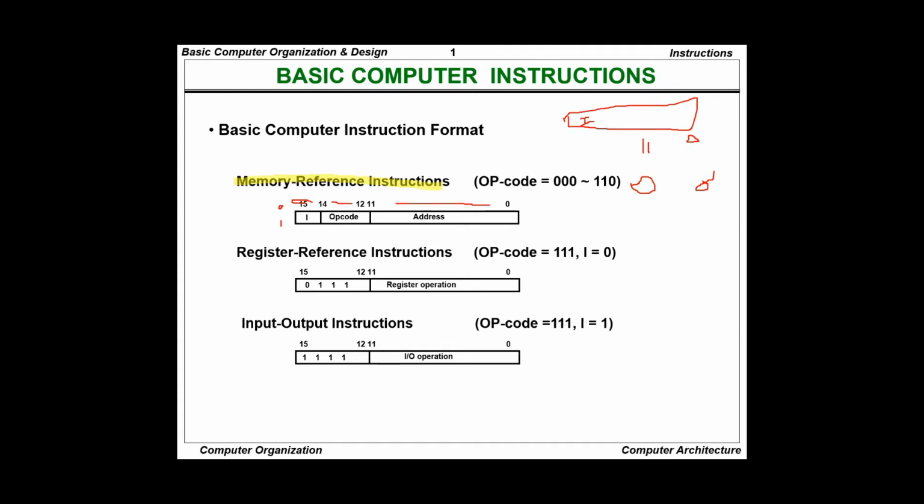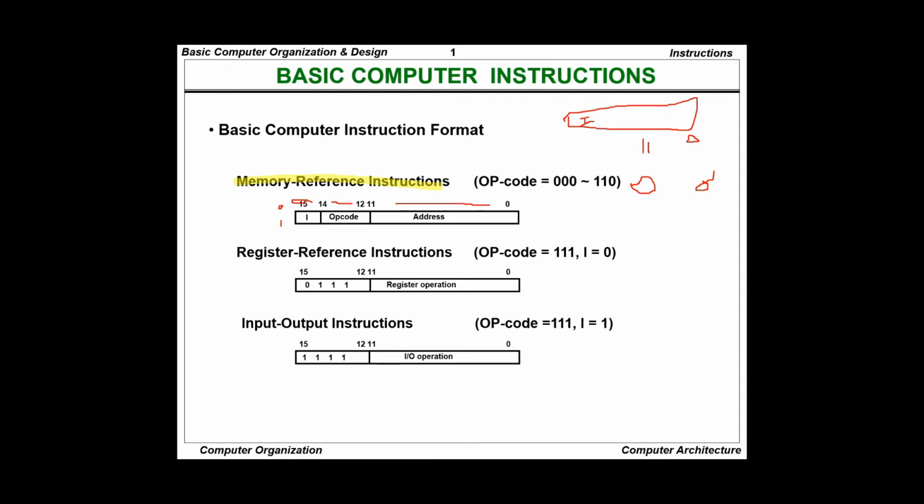In register reference instructions, we have a register operation in bits 0 to 11, okay, and for 12 to 14 there is no opcode like that. For 12 to 15 we have a 4-bit operation. Your opcode is 111 and the I bit is 0. So what is 111? 7. So 0 to 7 means a total of 8 values, right? With 3 bits, 2 power 3 gives 8. So 000 to 110 is memory reference instructions, and 111 with I equal to 0 is register reference instructions.